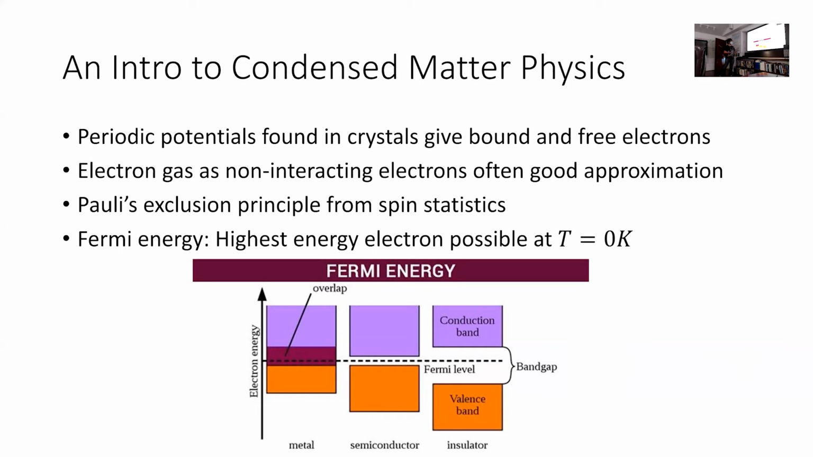And another big concept is Pauli's exclusion principle. So what this means is that the electrons, which are spin 1/2 fermions, cannot enter the same exact state.